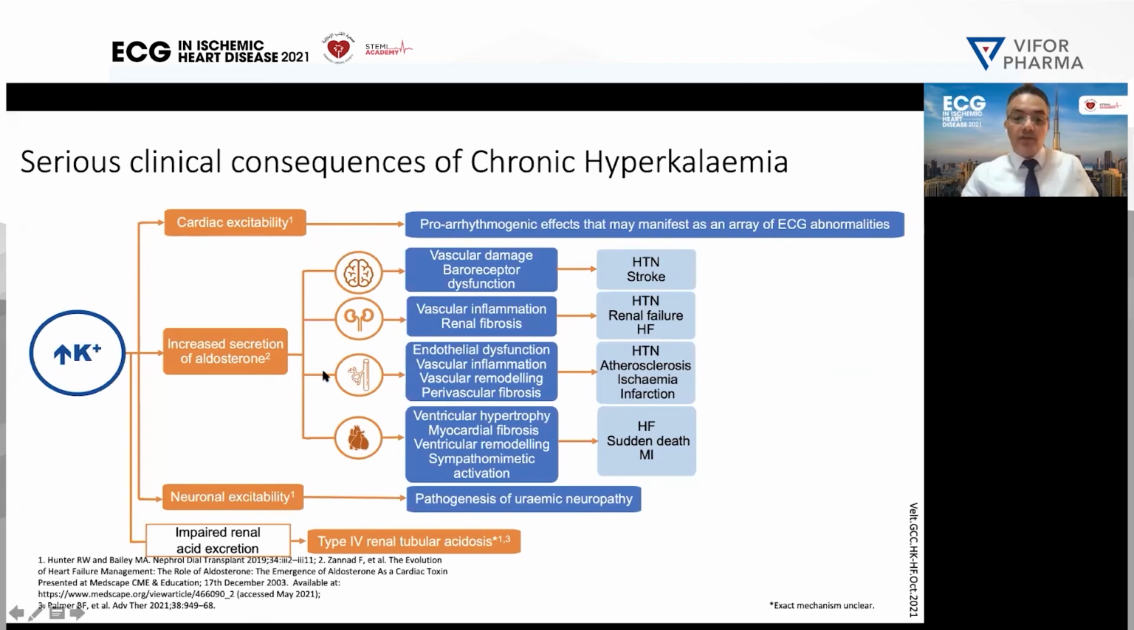Also, at the level of neuromuscular excitability, it may cause uremic neuropathies. And sometimes hyperkalemia in a chronic fashion may lead to type 4 renal tubular acidosis, and all these will lead to hypertension or stroke, heart failure, or even renal failure. So hyperkalemia, if left untreated, will affect our body organs and cause lethal diseases.